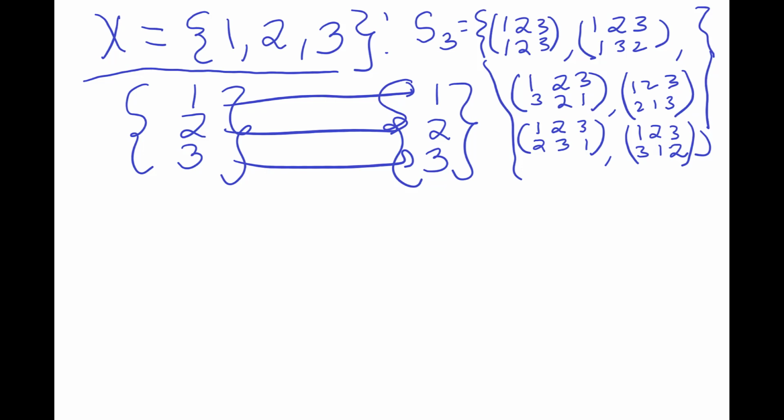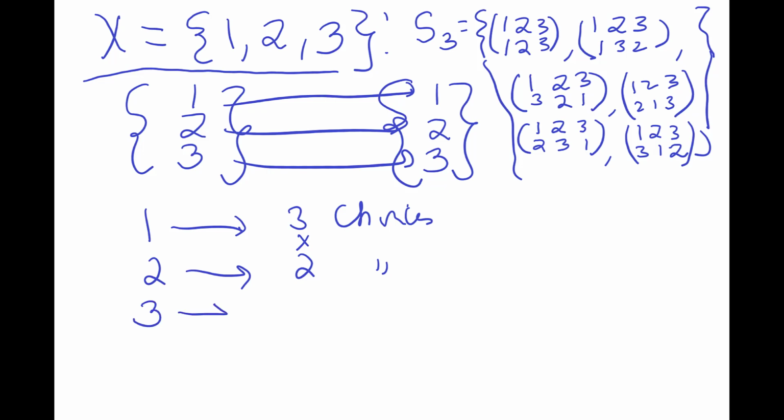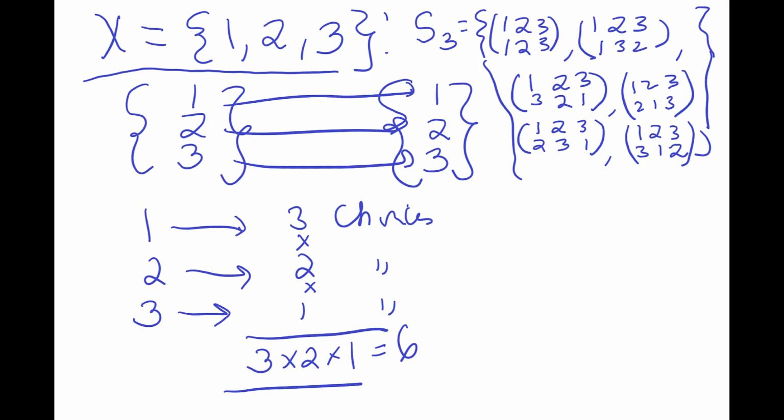So we have 6 elements. And in this case, we will have 6 elements because it's a one-to-one onto map. When you are making a choice for 1, you have 3 choices, right? But for 2, you are now left with 2 choices, because 1 has been taken up, and for 3, you are left with only 1 choice. So how many total elements will we have here? That is 6.